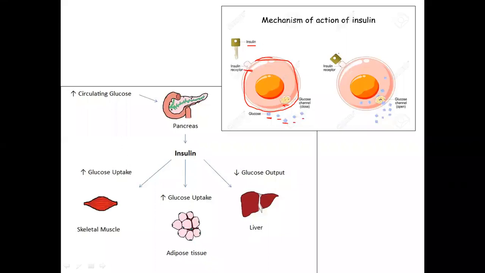Now see, whenever there is binding of the key with the receptor, or binding of the insulin with the receptor, then there will be opening of this channel, and the glucose enters the cell. So by this mechanism, the blood glucose level is going to reduce. Now see the different mechanisms, different actions.